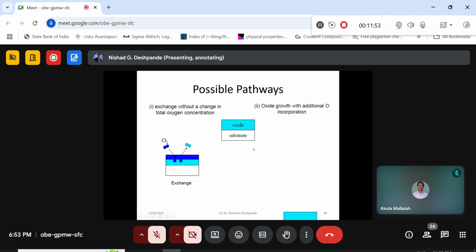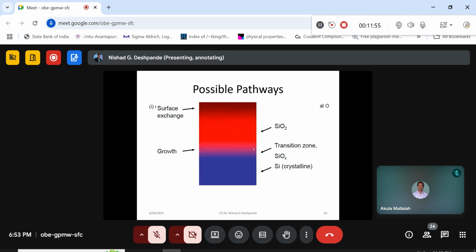Okay, so this is what we have already discussed. This is how it looks. There is a transition region or a transition zone here. When you have silicon, we have silicon dioxide grown on the silicon wafer, and along the interface one can see there is a transition zone where you have a certain SiOx kind of formation. So that is a very important transition zone.